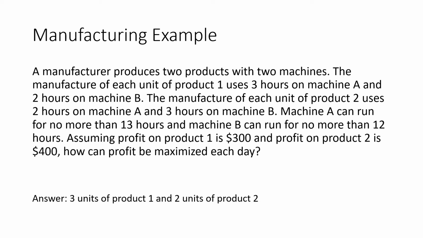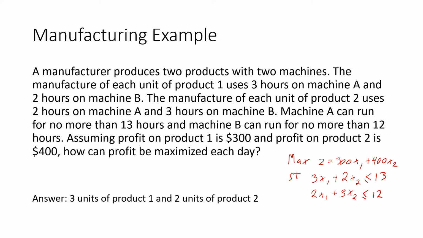And with these profits, we can now write this linear program. We are trying to maximize our profit, which is 300 times our first product plus 400 times our second product, subject to: product 1 uses 3 hours on machine A and 2 hours on machine B. Product 2 uses 2 hours on machine A and 3 hours on machine B. Right, I have the wrong coefficients on there. Machine A has no more than 13 hours and machine B has no more than 12 hours. So we can quickly write down our linear program with that.